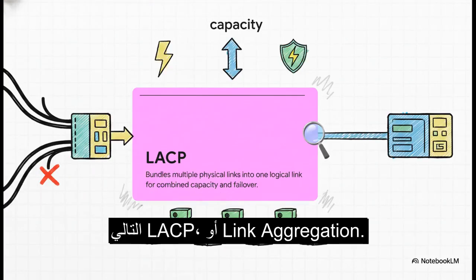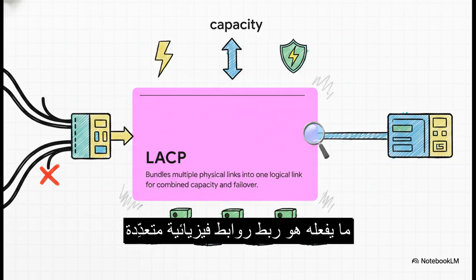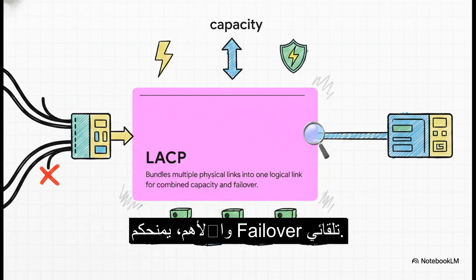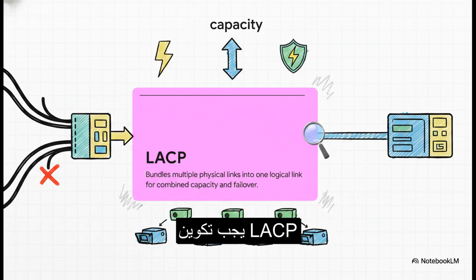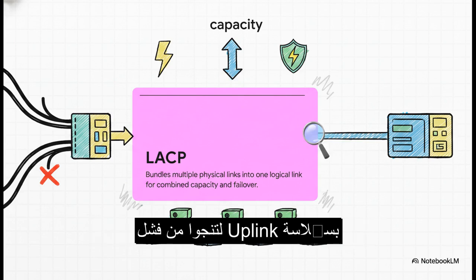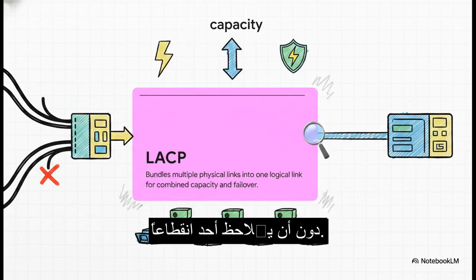Next up is LACP, or link aggregation. What this does is bundle multiple physical links together into one logical link. It's a real game changer because it provides the capacity for parallel flows summed across those links and, crucially, gives you automatic failover. LACP absolutely must be configured between your access, aggregation, and core layers so you can survive an uplink failure seamlessly without anybody noticing a drop.